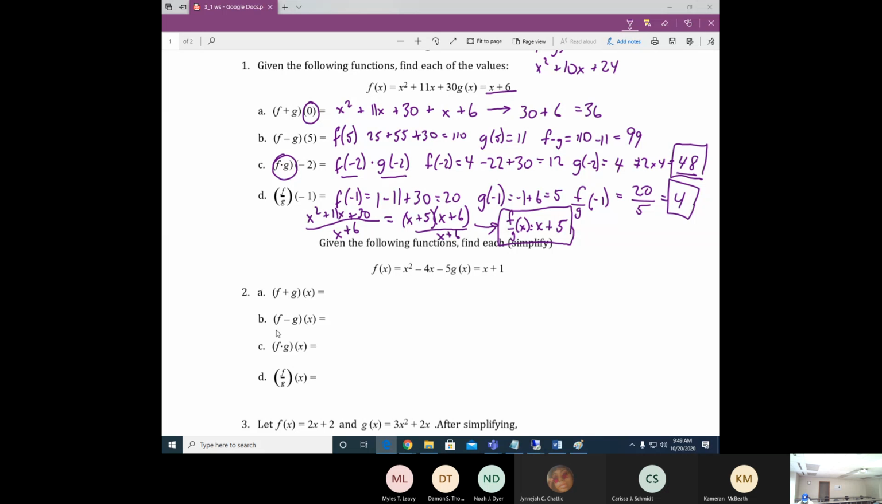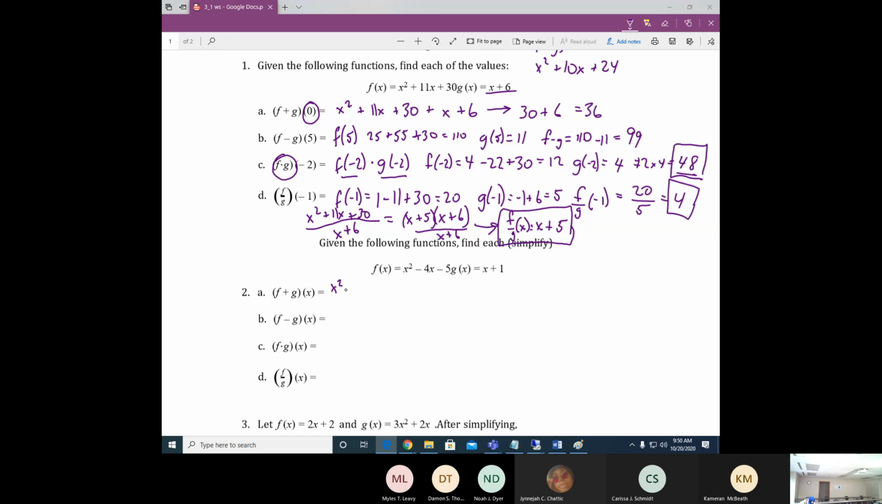More combinations rather than composition. Let's go ahead and now analyze these for a little practice. So f plus g, this time though, notice we're not given a specific value, so we do need to add them together with the general form, not knowing a specific x. So let's just add them together.